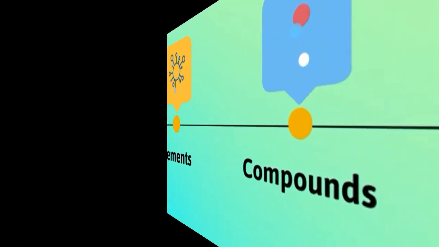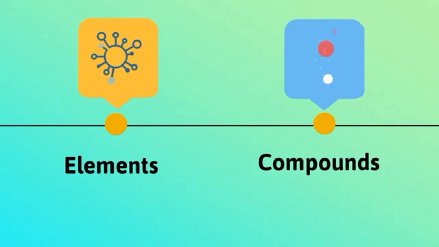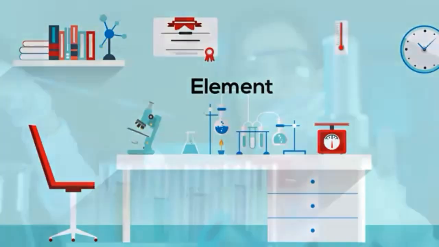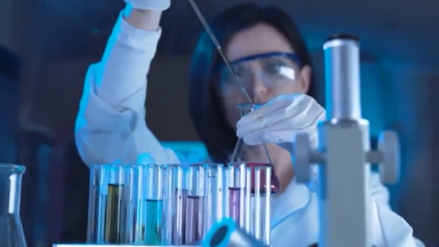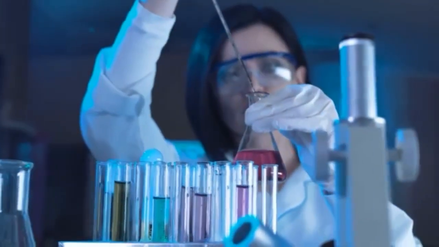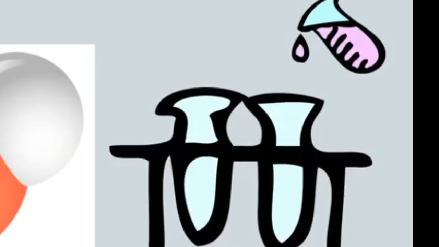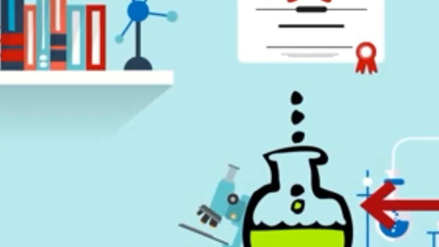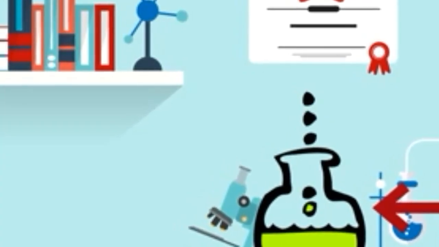So, an element is a pure substance. In other words, an element cannot be broken down into a simpler substance by physical or chemical means. An element is made up of only one type of atom. A compound is a pure substance of two or more elements chemically combined. Elements combine during a chemical change. This compound has different properties than the elements that make it up. Table salt is sodium and chlorine.